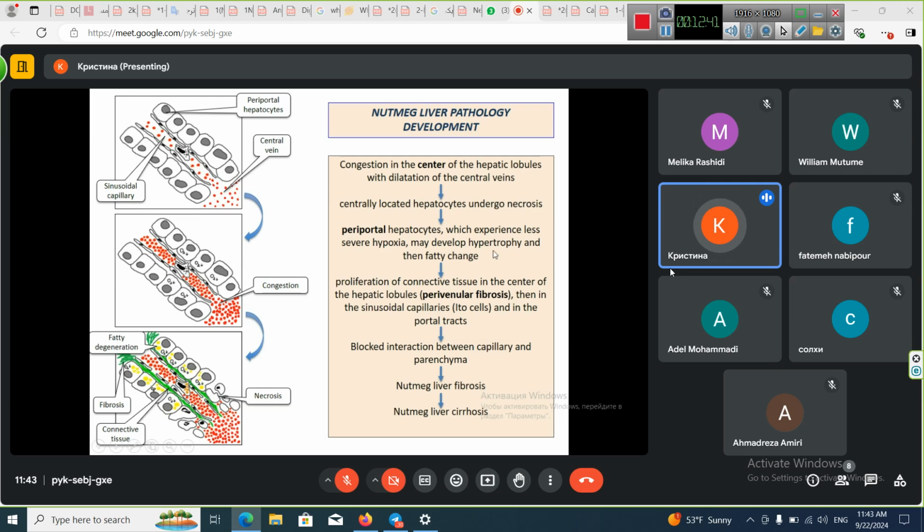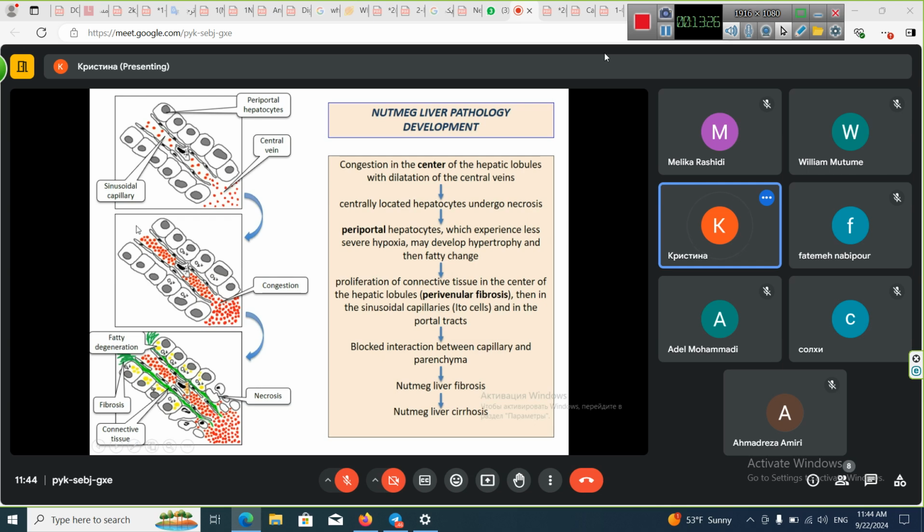Next, periportal hepatocytes, which experience less severe hypoxia, may develop hypertrophy and then fatty change. Here you see O2 goes down. It means that all hepatocytes start to experience hypoxia, which means they do not receive sufficient amount of oxygen because blood doesn't go anywhere. It just stays here. The blood should go from the artery through the sinusoidal capillary towards the central vein and then out from the liver. But congestion means that blood stays here and doesn't move.